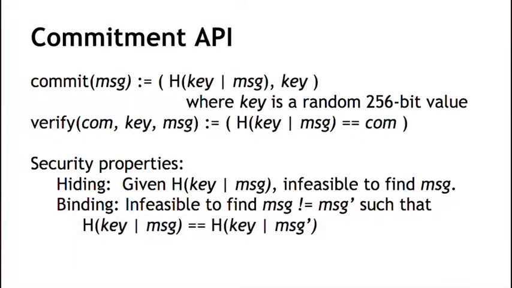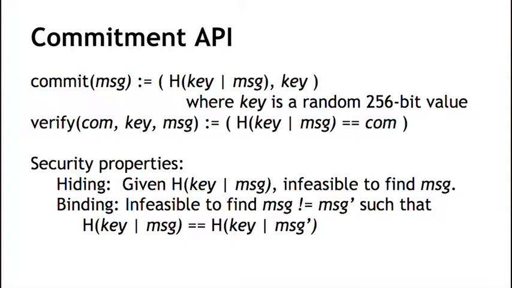Key was chosen as a random 256-bit value, and therefore the hiding property says that if we take the message and we put before it something that was chosen from a very spread out distribution, like I said, a random 256-bit value, then it's infeasible to find the message. So this is exactly the hiding property.